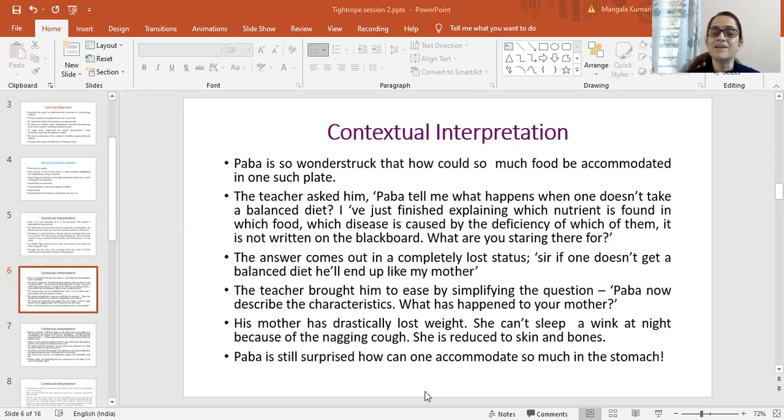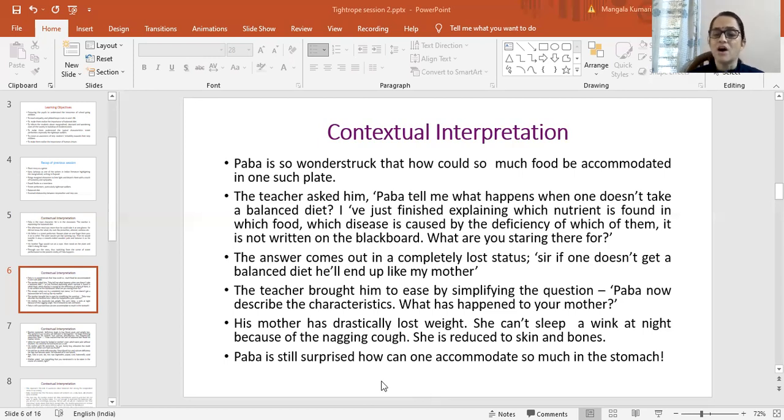Baba, now describe the characteristics. What has happened to your mother? Now Baba feels so easy, comfortable. He started explaining, analyzing the condition of his mother. His mother has drastically lost weight. She can't sleep a wink at night because of the nagging cough. She is reduced to skin and bones. This was the analysis Baba gave to the teacher about his mother.